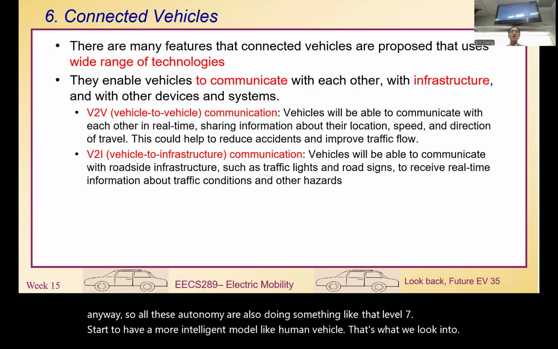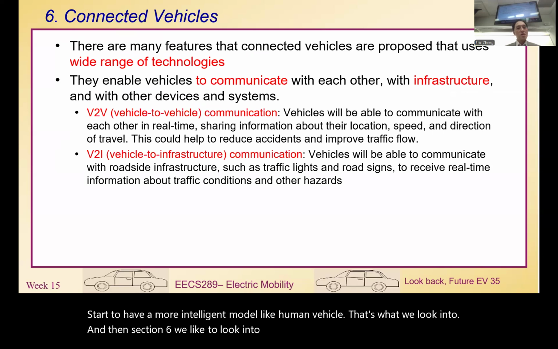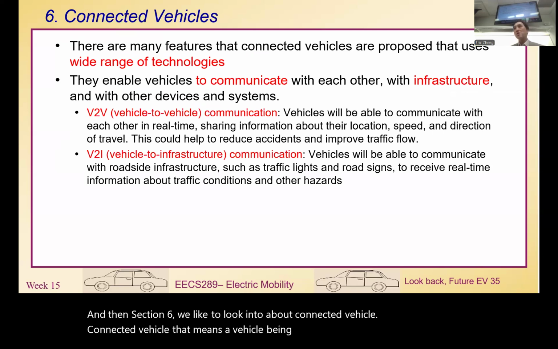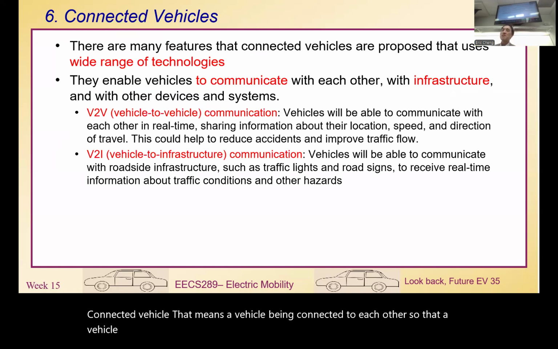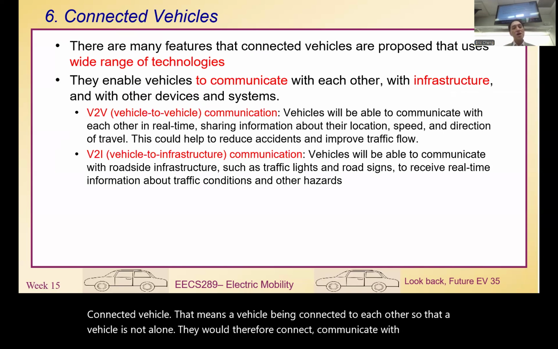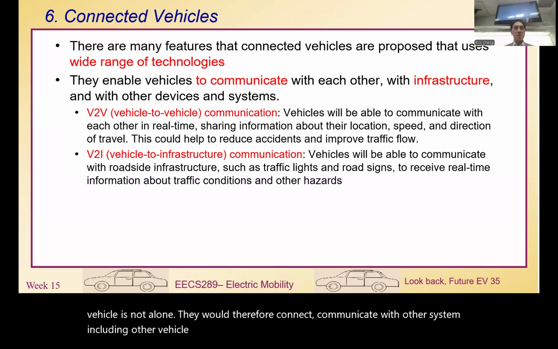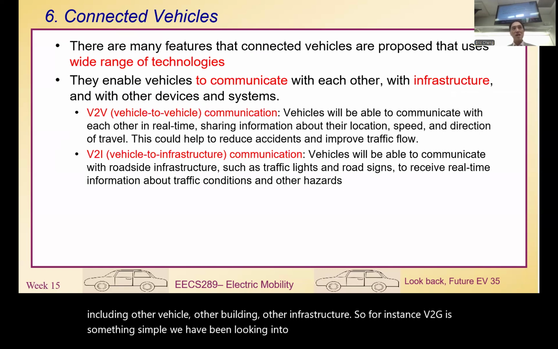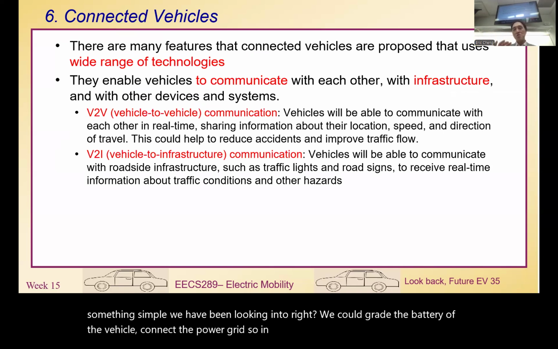And then section 6, we like to look into connected vehicle. Connected vehicle means a vehicle being connected to each other, so that a vehicle is not alone. They will therefore communicate with other systems, including other vehicles, other buildings, other infrastructure. So for instance, V2G is something simple we have been looking into, right? Vehicle to grid, the battery of the vehicle connects to the power grid. So in case anything happens, the battery can support the power grid, supply electricity to the power grid.